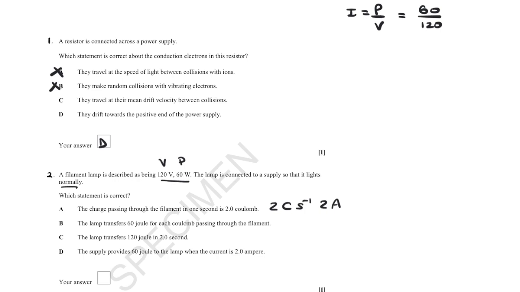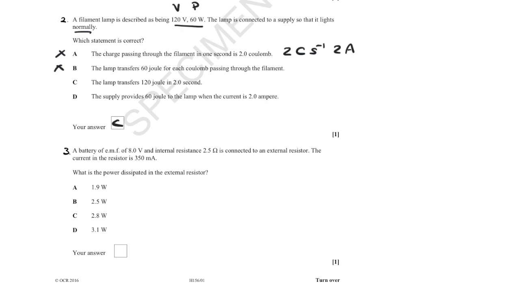So that's out. Then for B, we have the lamp transferring 60 joules for each coulomb. Now, 60 joules per coulomb is essentially work done divided by charge, so that is voltage, and voltage is not 60. It's 120, so that's out too. Then C, the lamp transfers 120 joules in 2 seconds. Well, let's find out. Power is equal to energy divided by time, and we are given 120 over 2. And yes, it gives us 60 watts, so C is our answer. Right, let's move on to our next question.